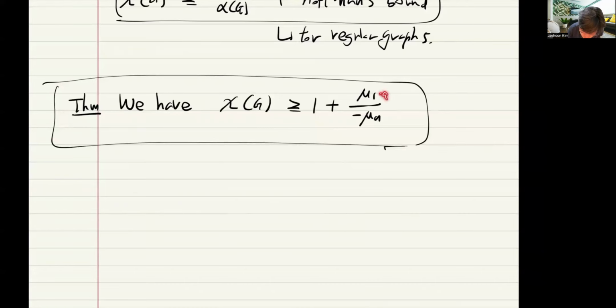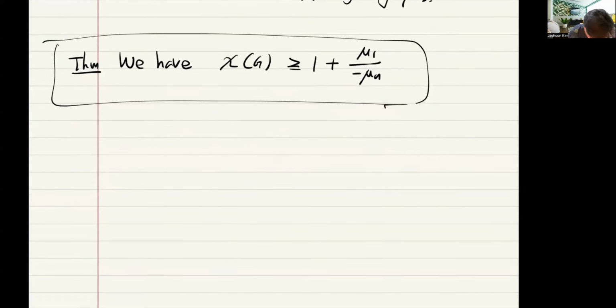So the multiplicative gap between these two values cannot be too high unless your graph has high chromatic number. So let's prove this. First we want to prove the following lemma.